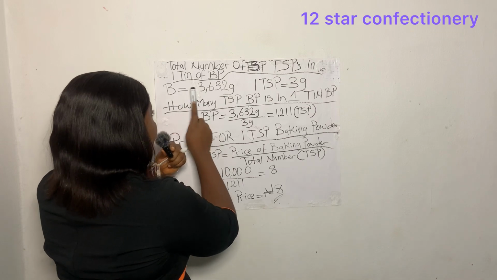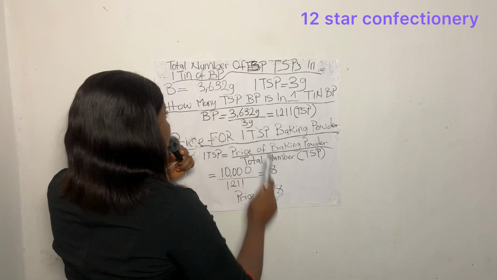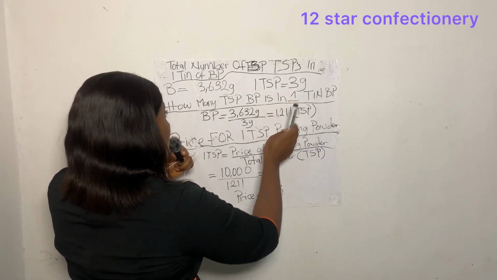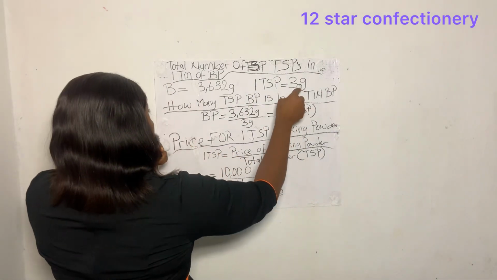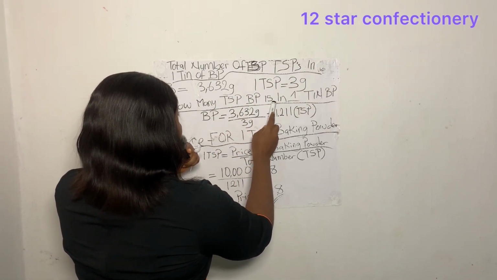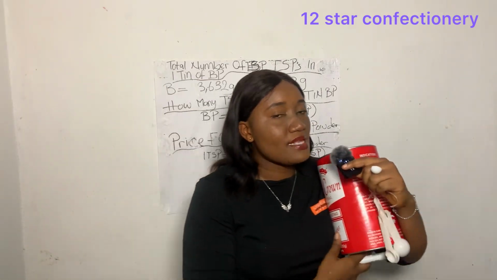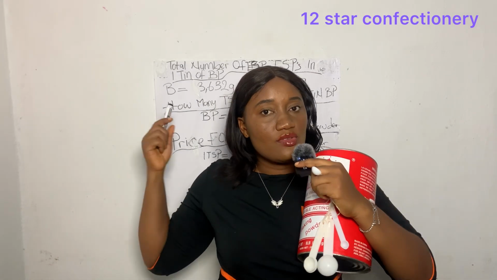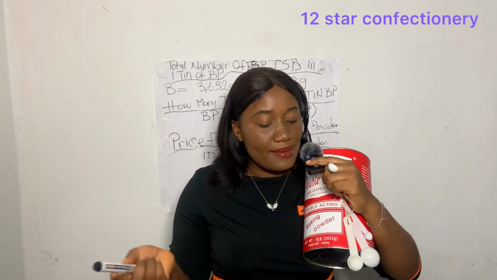So the total grams in this baking powder is 3,632 grams, and 1 teaspoon of baking powder is equal to 3 grams. Now, how many teaspoons of baking powder are in 1 tin? Let's say this is not the size of baking powder you normally buy. You normally buy a smaller size, and you can also use this formula. Some of those smaller sizes are 50 grams, some are 60 grams.